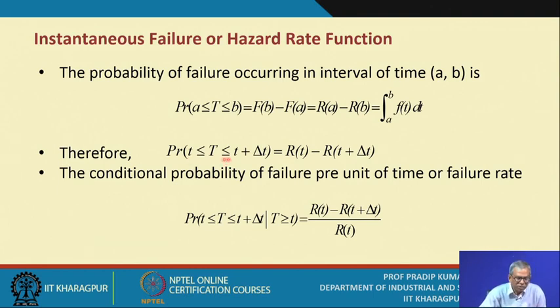Therefore, what is the probability that it will fail between t and t plus delta t, instantaneous failure? So R(t) minus R(t plus delta t). The conditional probability of failure per unit of time, or the failure rate, we define like this. That means it fails between t and t plus delta t, that means within period t, and obviously this probability is proportional to delta t. So R(t) minus R(t plus delta t) divided by R(t).